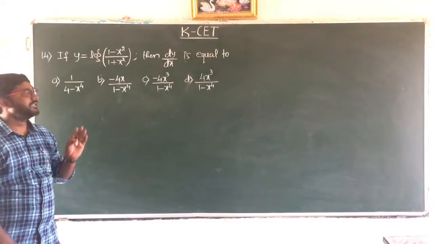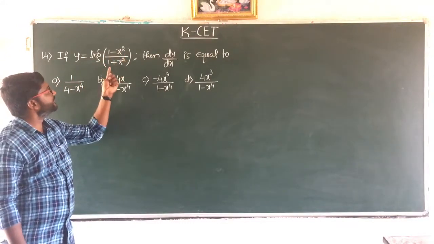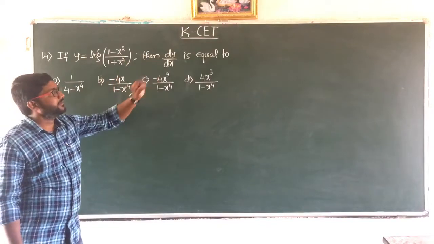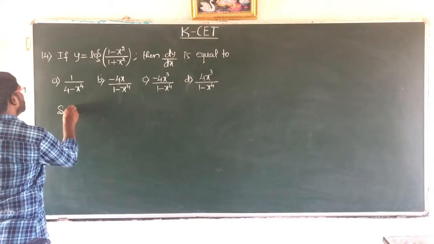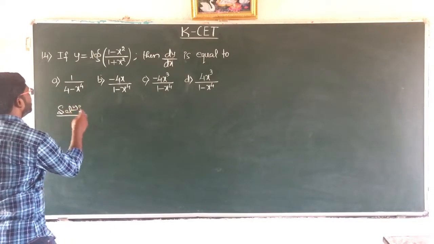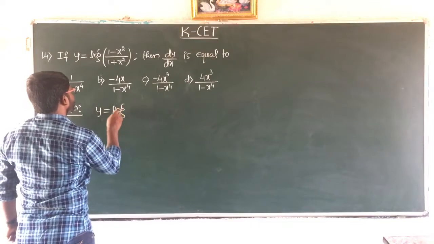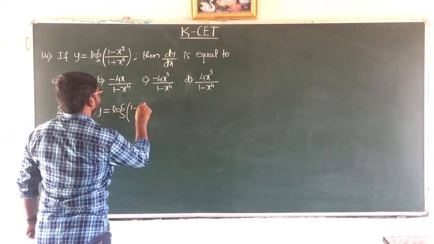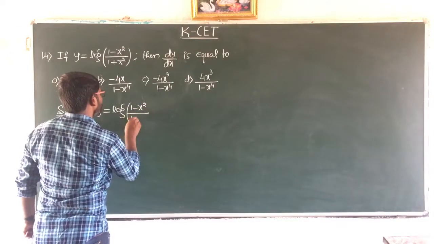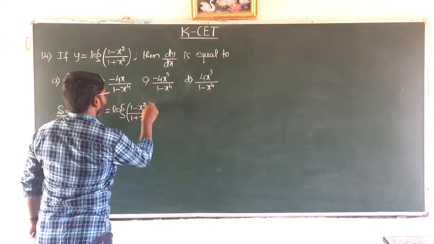So let us solve the next question. If y is equal to log of (1 minus x square) divided by (1 plus x square), then dy by dx is equal to. So see here, y is equal to log of (1 minus x square) divided by (1 plus x square).